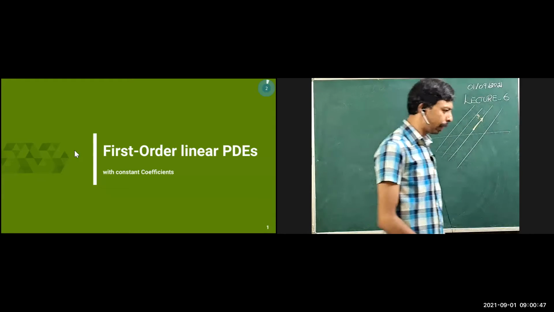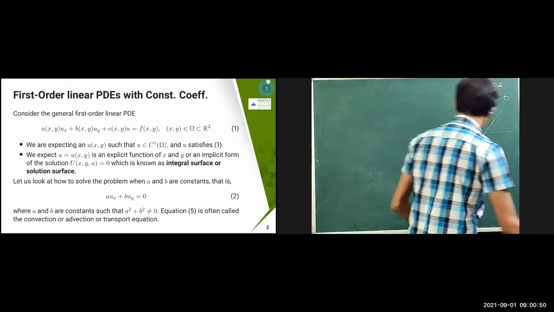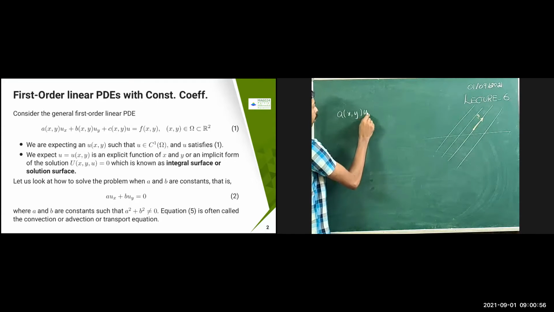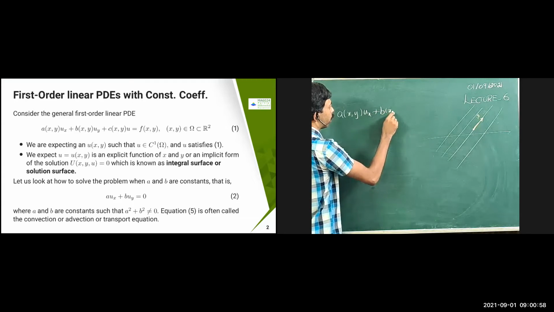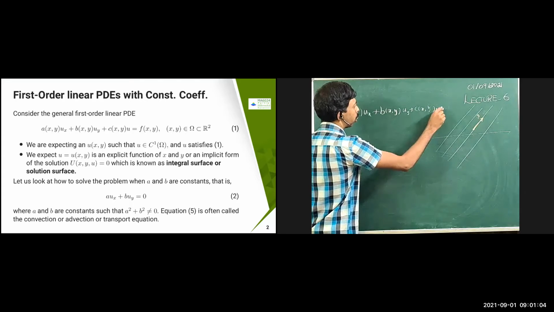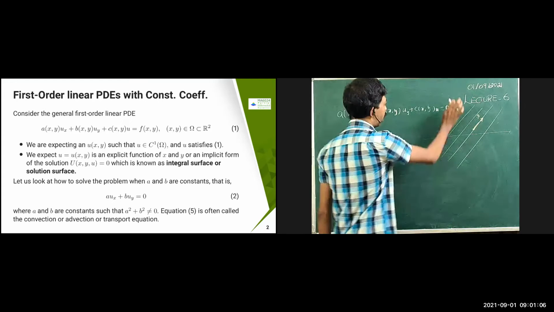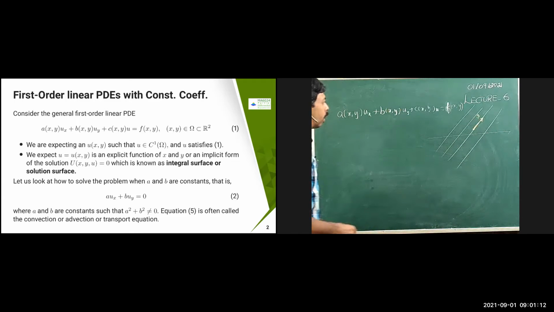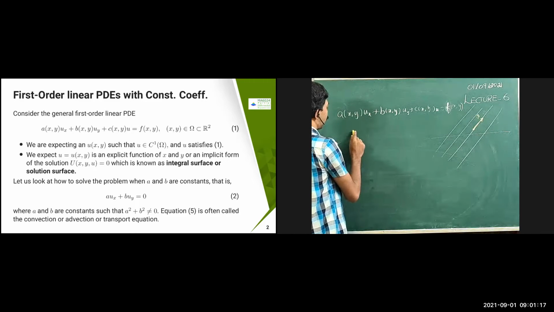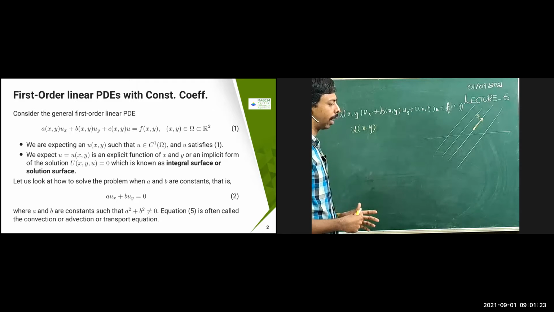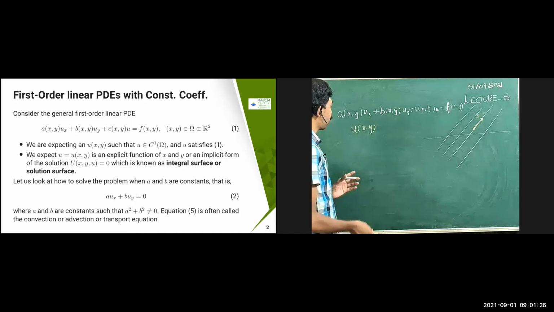The first order linear PDE with constant coefficients: this is the first order linear PDE a(x,y) u_x + b(x,y) u_y + c(x,y) u = 0 only, I am considering, or you can consider f(x,y), which is the general first order linear PDE, where omega belongs to R cubed. Then we are trying to find a solution for this one, that means I'm trying to find u(x,y), which I call the integral surface or solution surface, which we have seen.